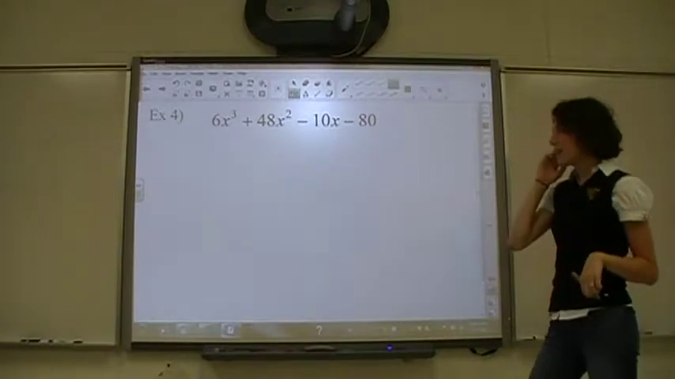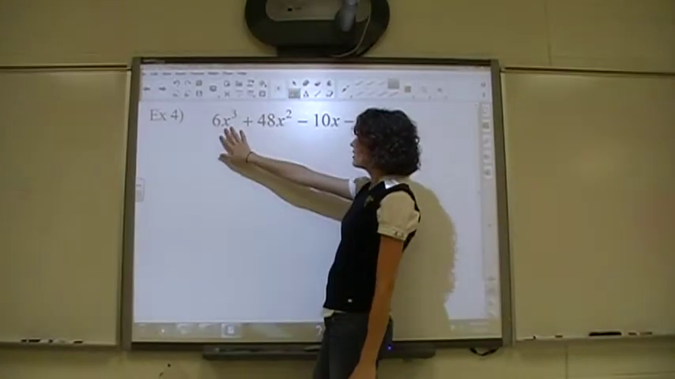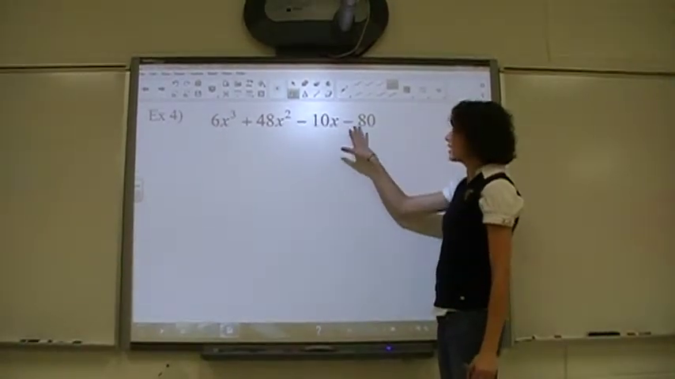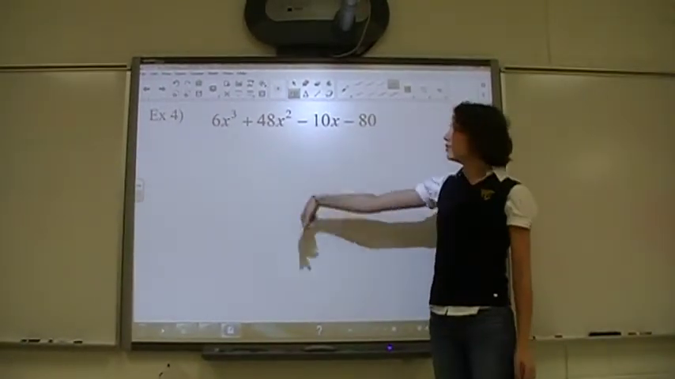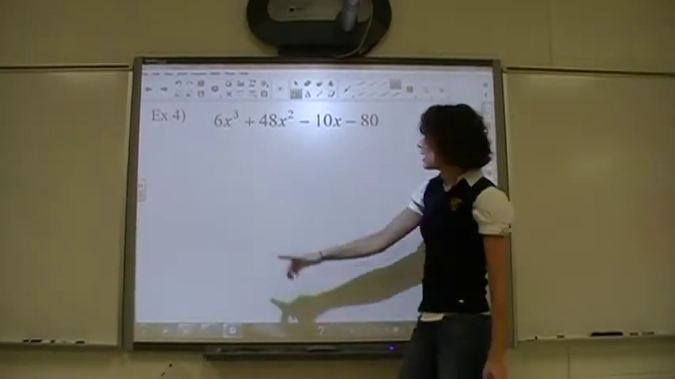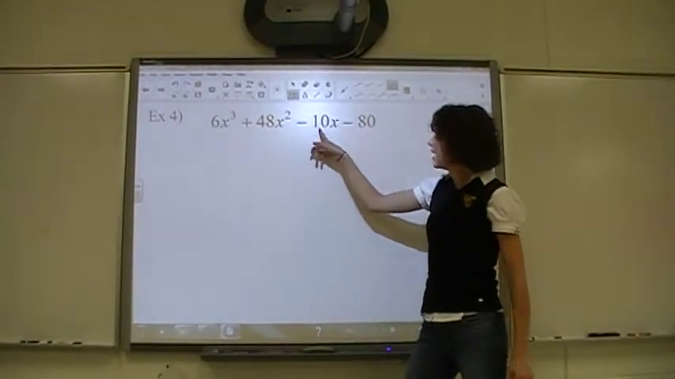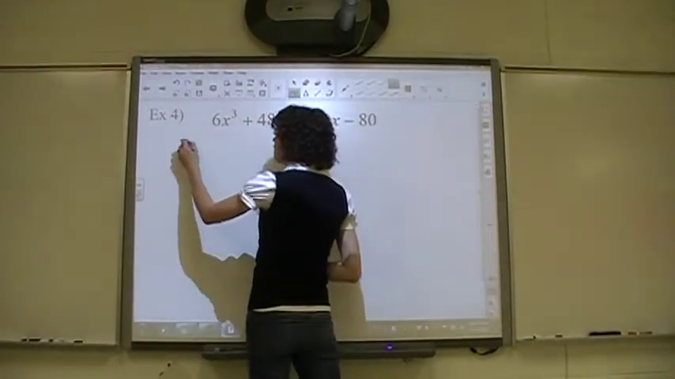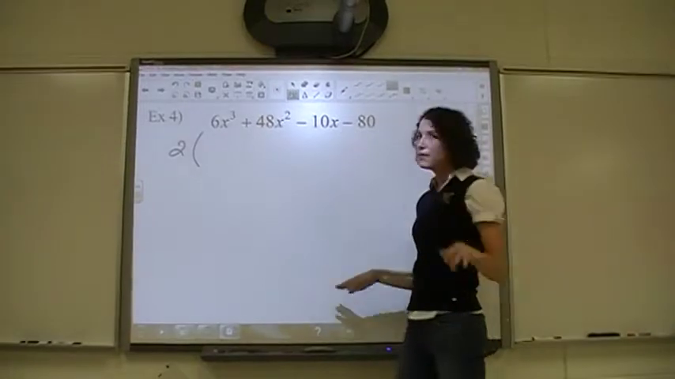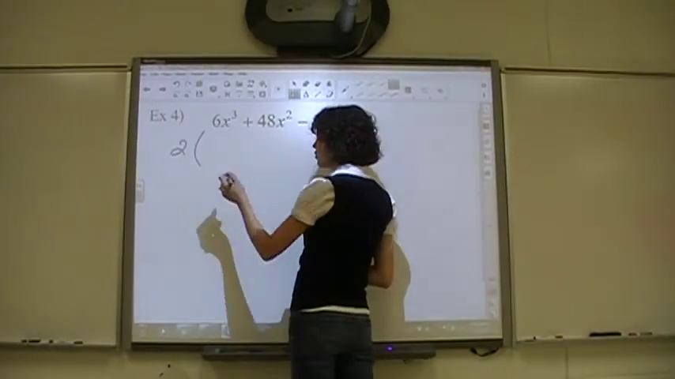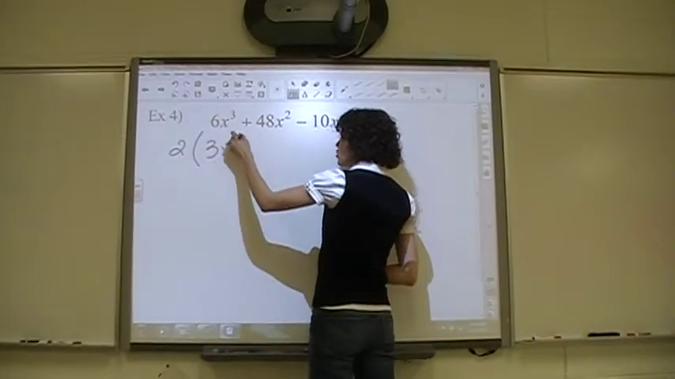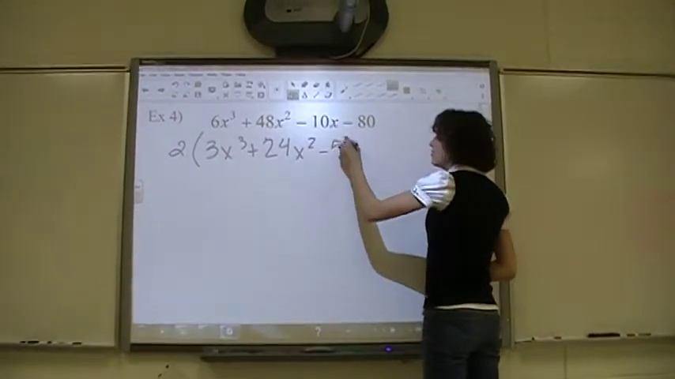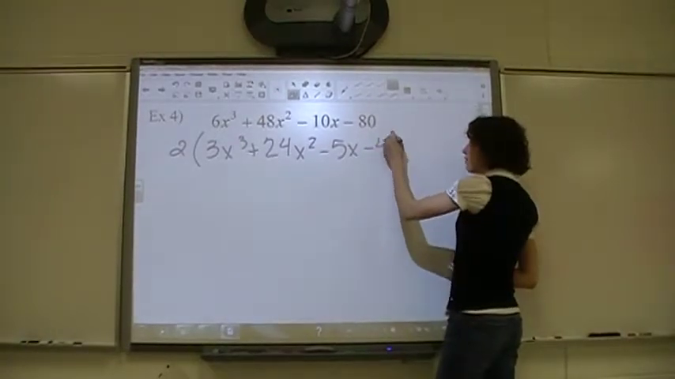All right, let's look at this last one. We've got 6x cubed plus 48x squared minus 10x minus 80. Now, looking at all of those terms, what do you notice? You've got 6, 48, 10, and 80. You can take a 2 out of all of those, so do that first because you want it to be completely factored. If you don't take a 2 out, it's not going to be a correct answer. And you're left with 3x cubed plus 24x squared minus 5x minus 40.